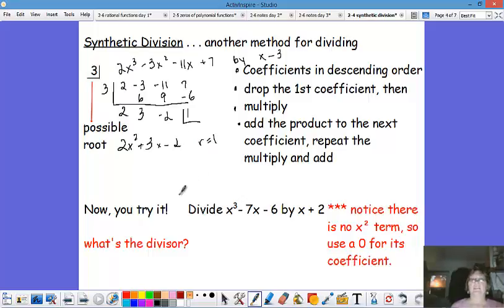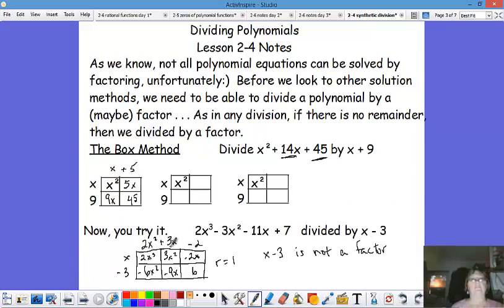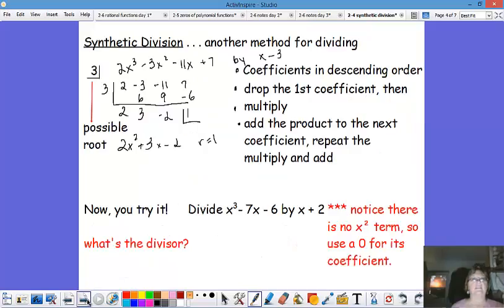I want to check that against what you got with the box method. 2x squared plus 3x minus 2, remainder of 1. Ladies and gentlemen, synthetic division accomplishes the same thing, and many think that it's a little bit easier to work with. I'm going to ask you to try it.